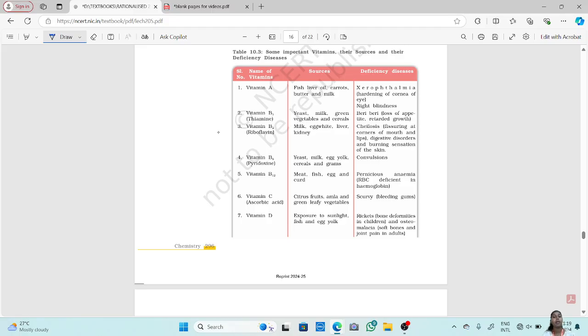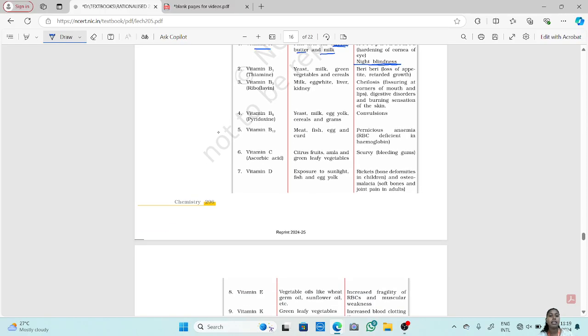For example, vitamin A. The main sources are fish liver oil, carrots, butter, milk. Carrots are the main source of vitamin A. What are the deficiencies caused by deficiency of vitamin A? If we have less vitamin A in our body, the main disease is night blindness. You can get night blindness or xerophthalmia, which is a hardening of your cornea in the eye.